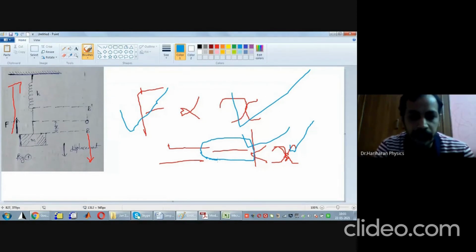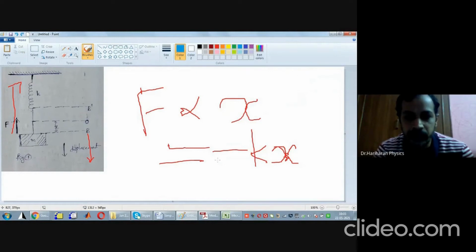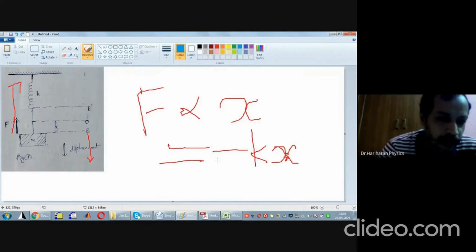How is the restoring force connected with the direction of displacement? They are acting opposite. So therefore, what is this? This equation, I call it as what? F equal to minus kx. It is simply called Hooke's law.